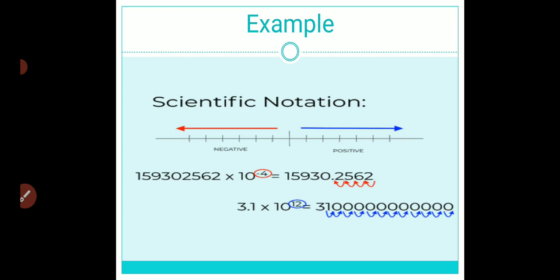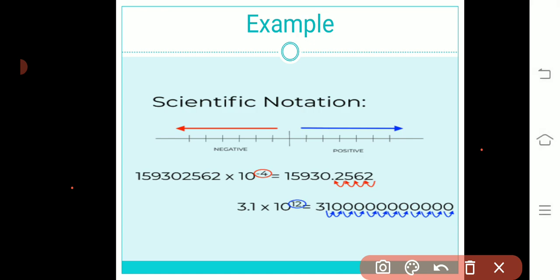Another example, 3.1 times 10 to the power of 12. Start from the 3, then count 1, 2, 3, 4, 5, 6, 7, 8, 9, 10, 11, 12. So the answer is 3,100,000,000,000.